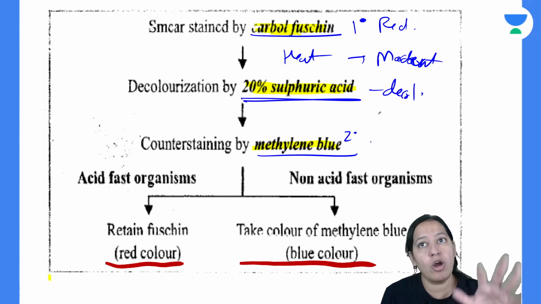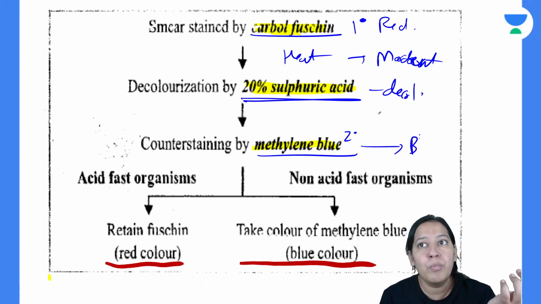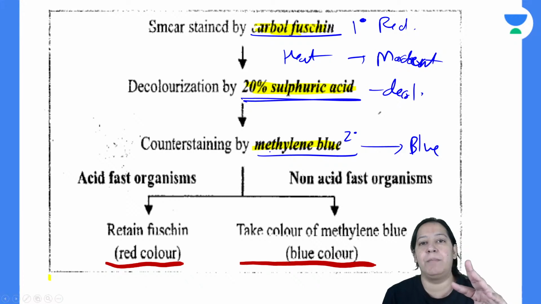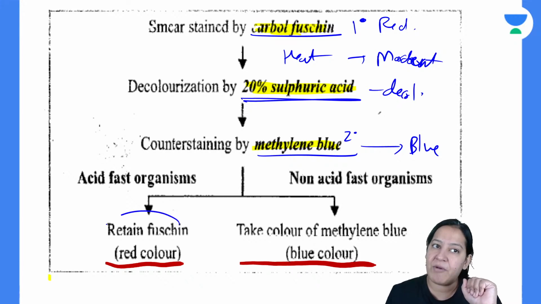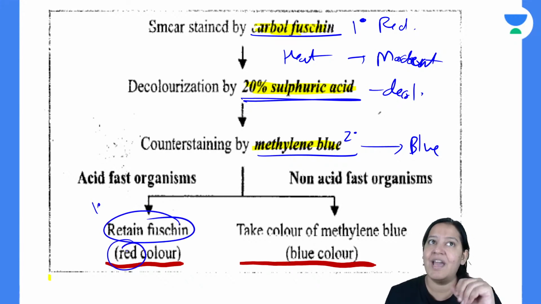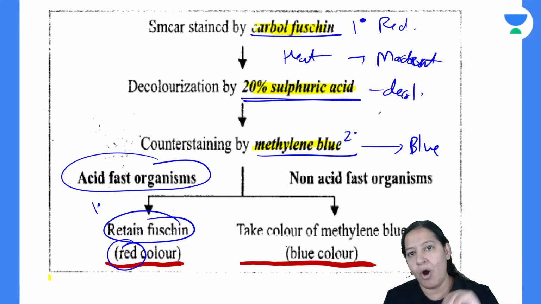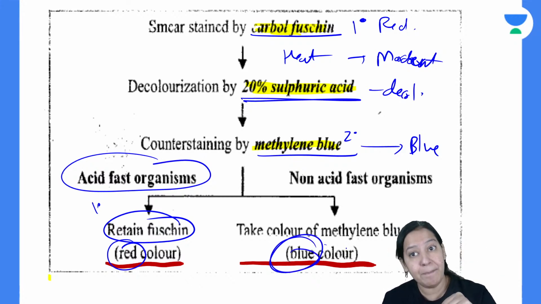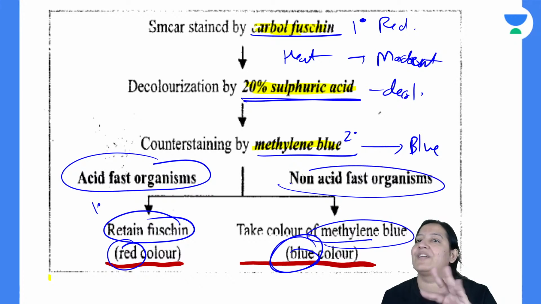Then secondary dye or counter stain, which is a blue stain or violet stain, that is methylene blue. तो primary, secondary उल्टे पुल्टे हो गए. It is flip flop. Have you got it? The organism which take primary, they are red in color. They are acid fast organism. And the organism which took secondary, they are blue in color. These are known as non-acid fast organism.